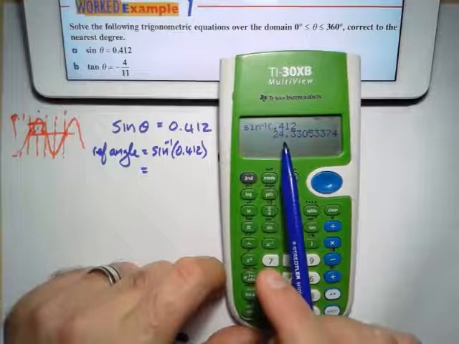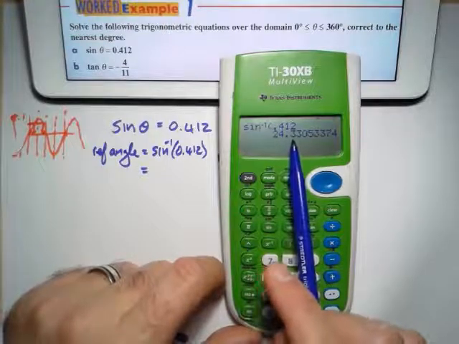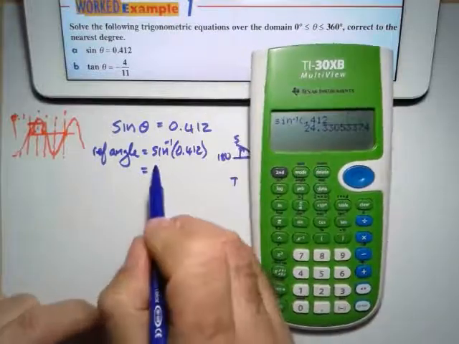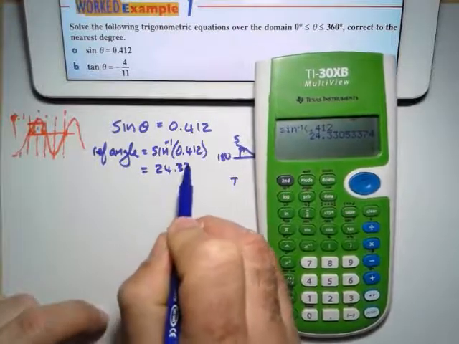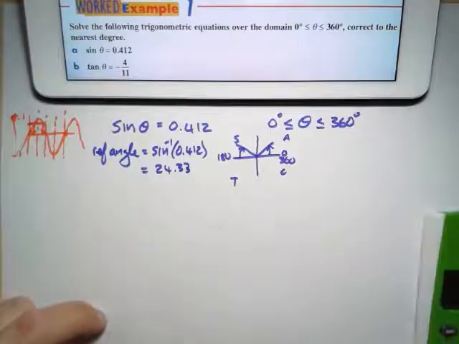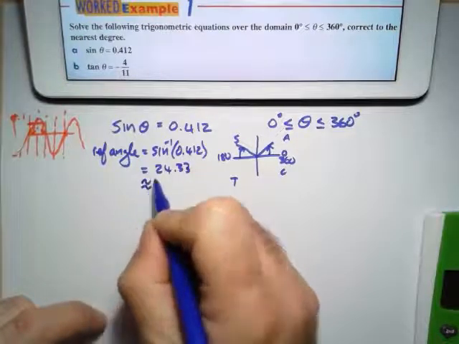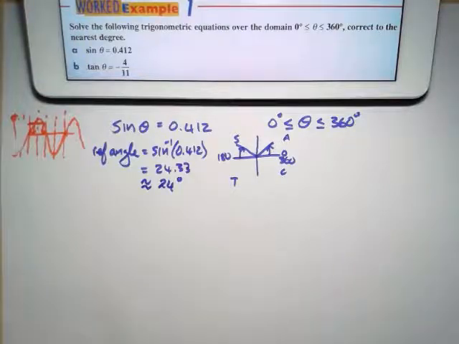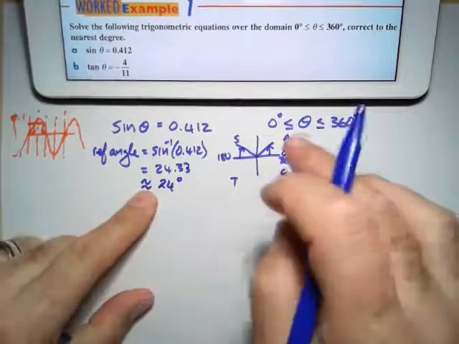So for the nearest degree, the answer is 24.33, I look at the first decimal, it's less than 5. So rounded off to the nearest degree it will be 24 degrees. Okay, so that will be the reference angle. That will be the angle in my first quadrant.